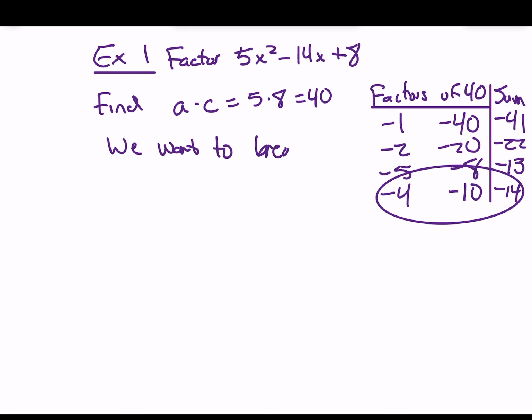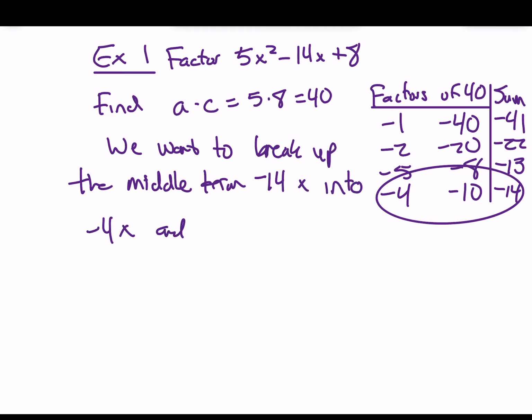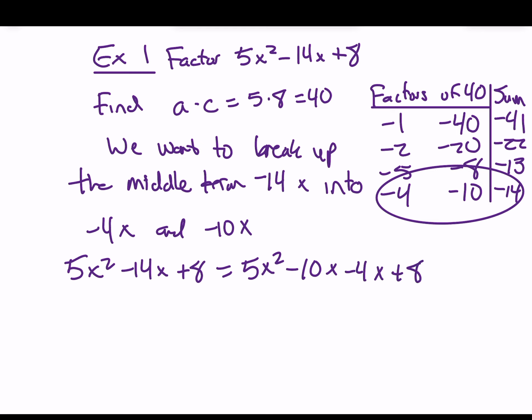So we want to break up the middle term, negative 14x, into negative 4x and negative 10x. So we do 5x squared minus 14x plus 8 is equal to 5x squared minus 10x minus 4x plus 8. And now we can factor by grouping.